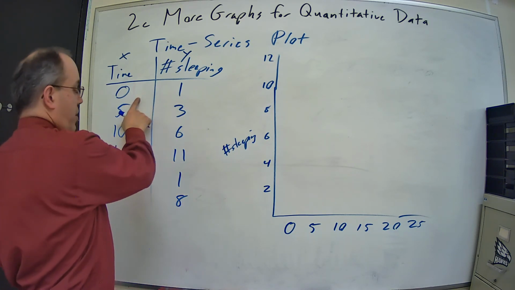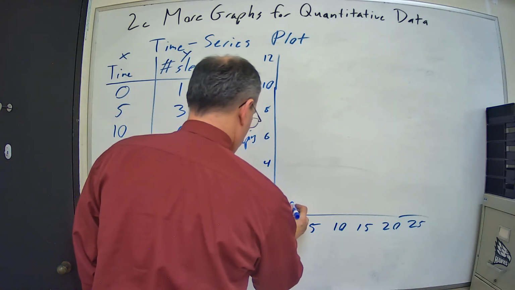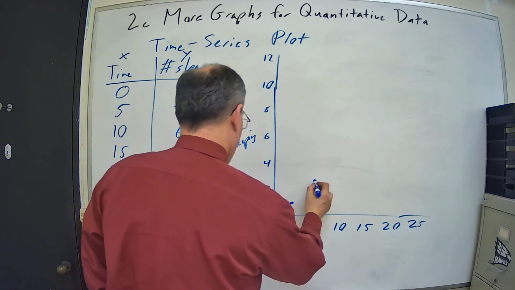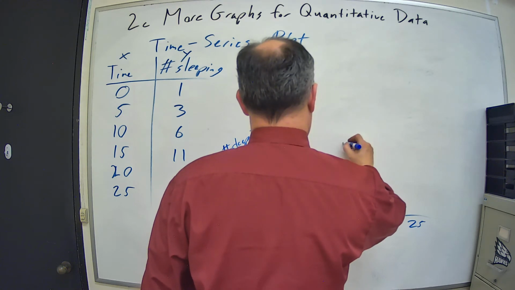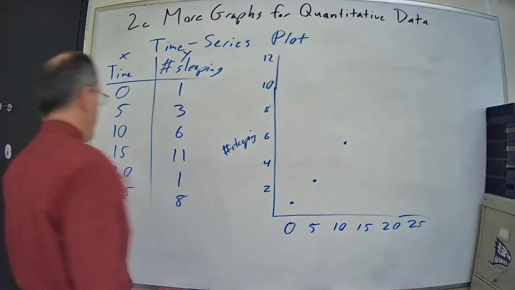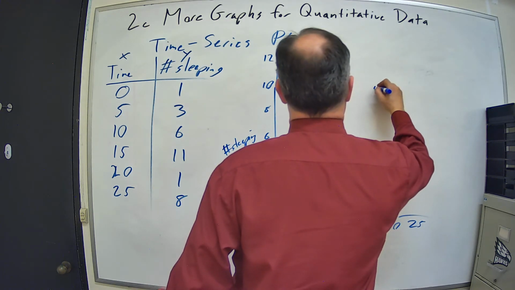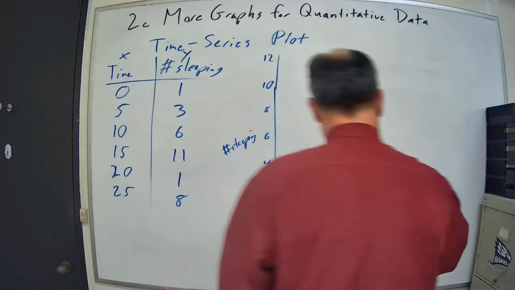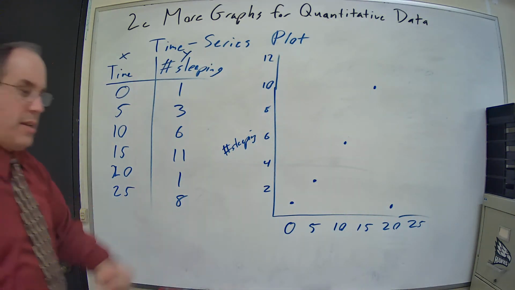At a time of 0, 1 student was sleeping. At 5 minutes, 3 people were sleeping. 10 minutes, 6 people. 15 minutes, 11 people. 20 minutes, back to 1 person. And at 25 minutes, 8 people.